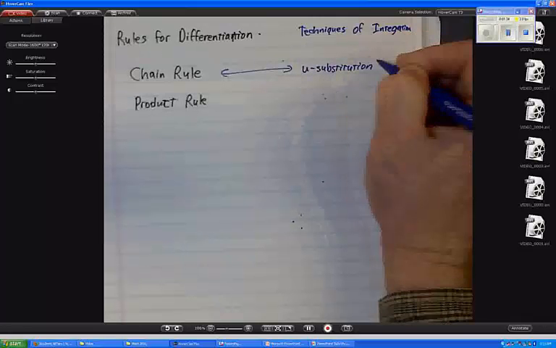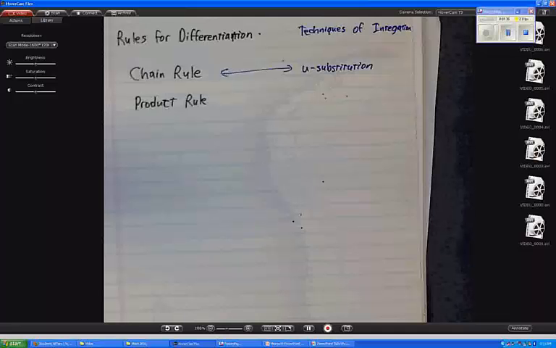U substitution. Why the letter U? It's just very standard. People are going to use the letter U to represent a function of x. Probably because a lot of other letters are already taken. Y is a function of x, right? Z, that's for complex numbers. We'll save that later. Or you'll use it in Calc 3, I guess.